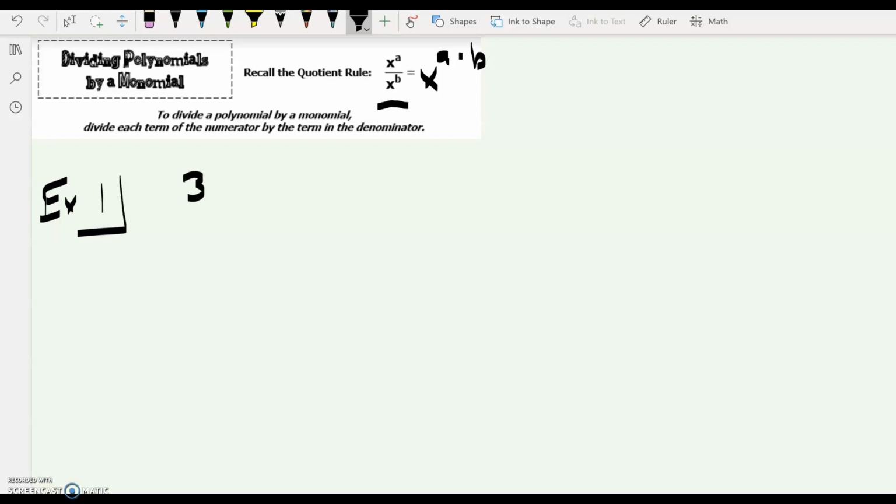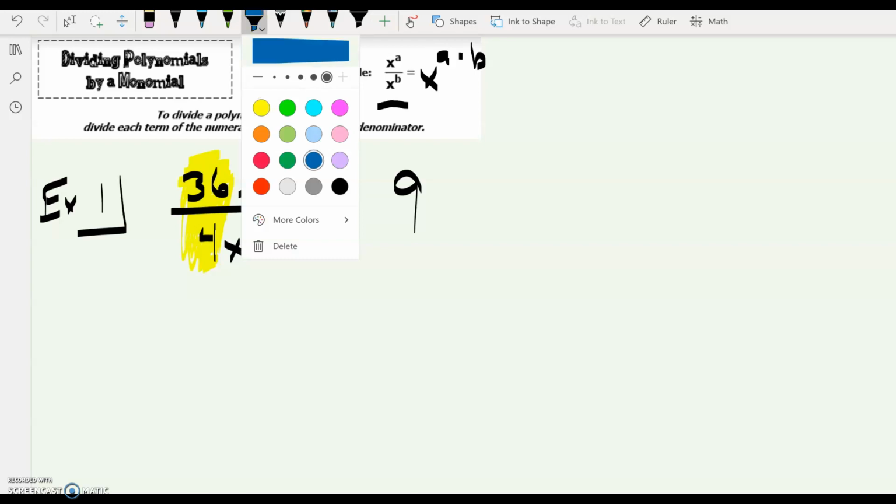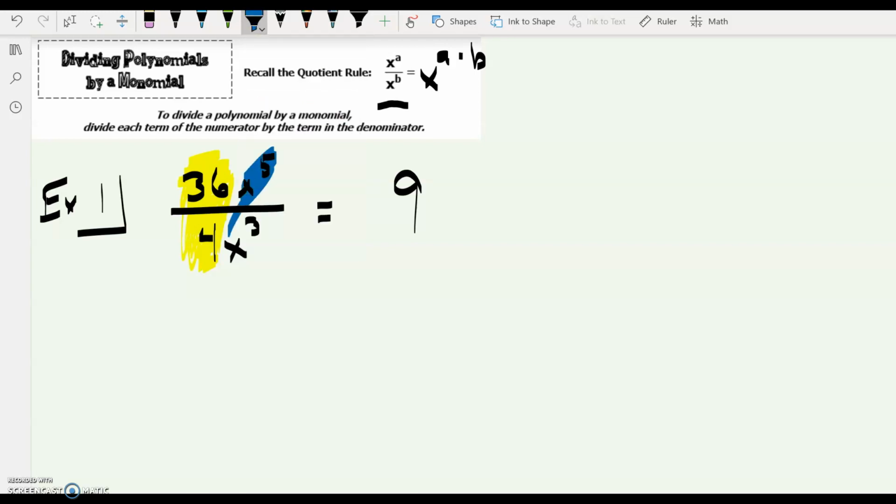Example 1 is going to be 36x to the 5th divided by 4x to the 3rd. Again, we can take a look at these as individual type problems all in one. So we have this 36 divided by 4. If I want to take care of that first, 36 divided by 4 is going to give me 9. Then we'll take a look at this x to the 5th divided by x to the 3rd, and we're going to key back in here to our rule. We can treat that as x to the 5th minus 3, which is going to be x squared.